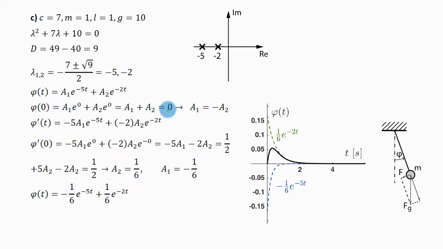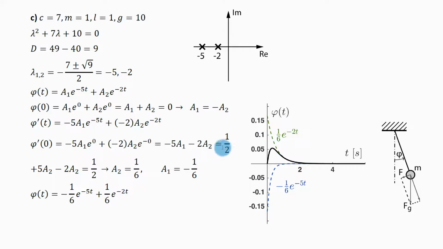Now to use the second initial condition, I will first need to express the derivative of my angle, that is the derivative of this general solution, which I have done here. And now I can substitute 0 for time. I have done that here. And this simplifies into this, which per the second initial condition is supposed to be equal to 1 over 2.